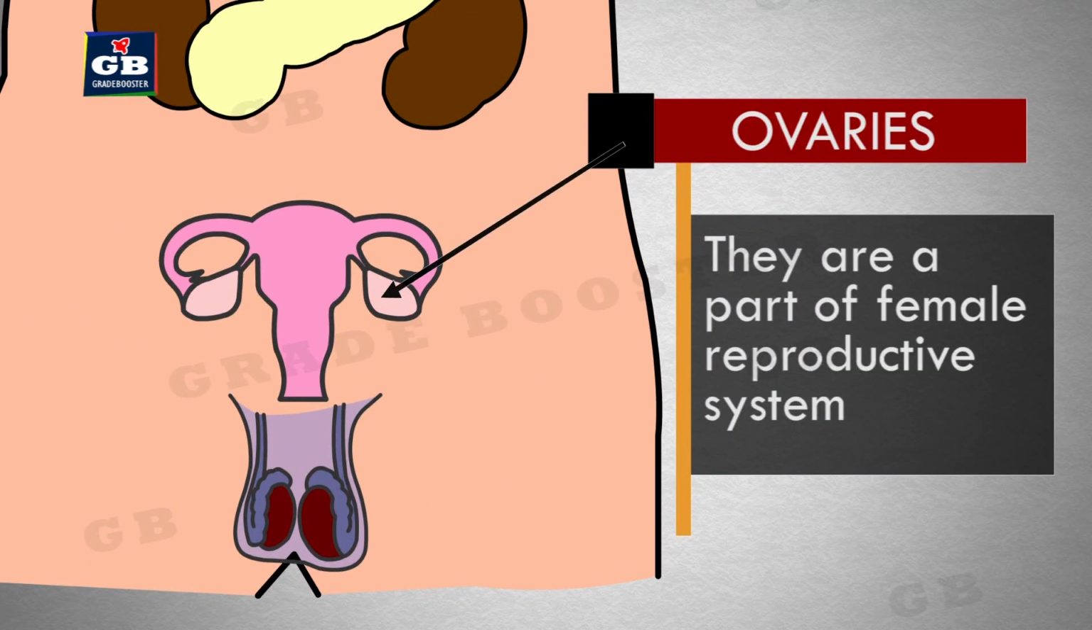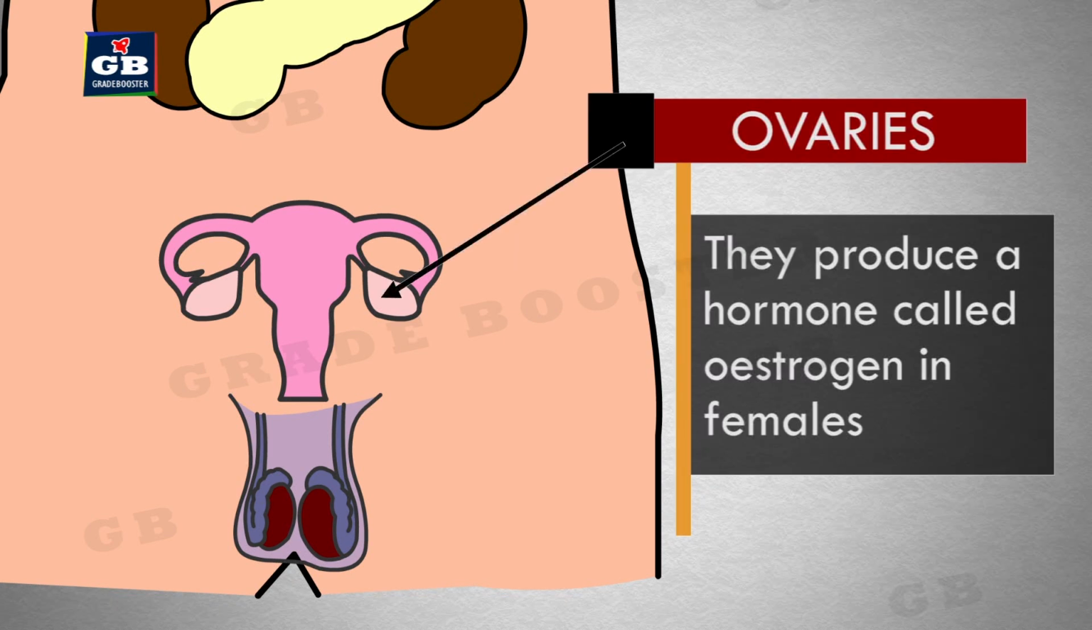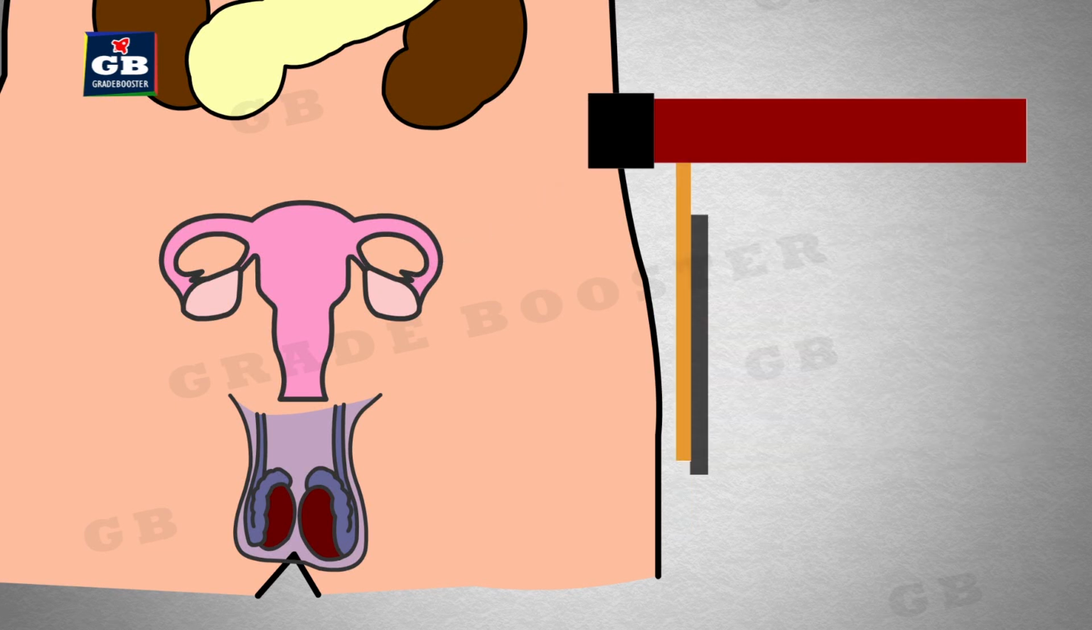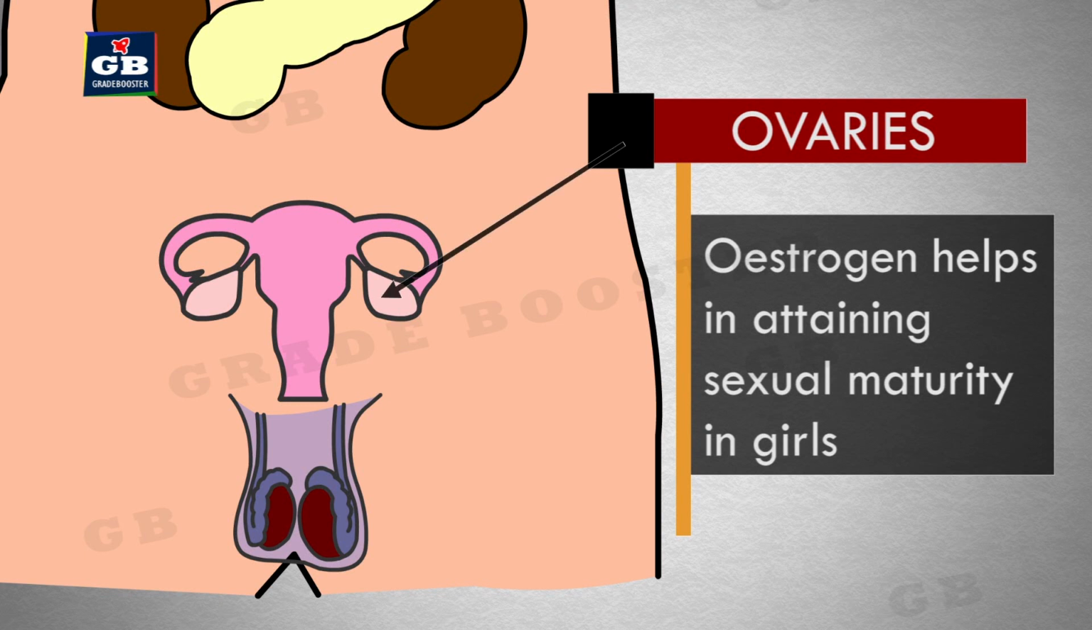These are ovaries. They are a part of female reproductive system. They produce a hormone called estrogen in females. Estrogen helps in attaining sexual maturity in girls.